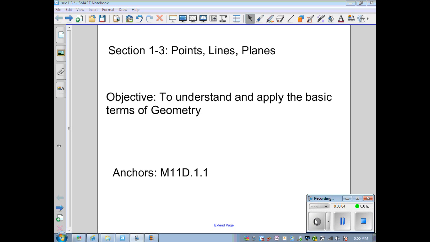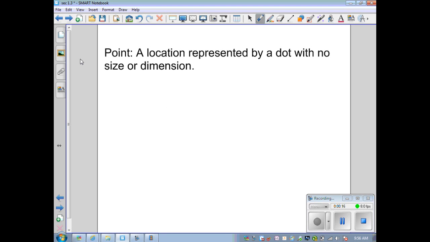Section 1.3, Objective: to understand and apply the basic terms of geometry. Our first term, point. A point is a location represented by a dot with no size or dimension or thickness.